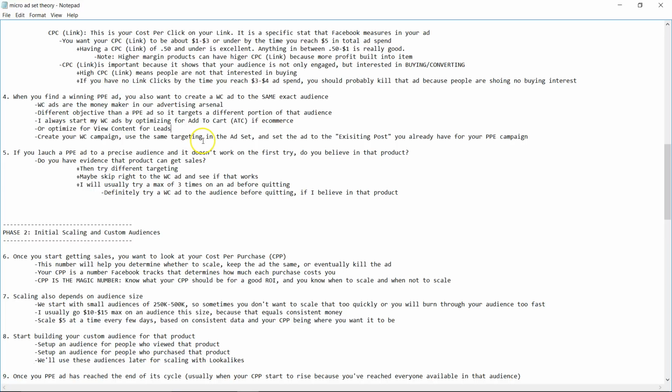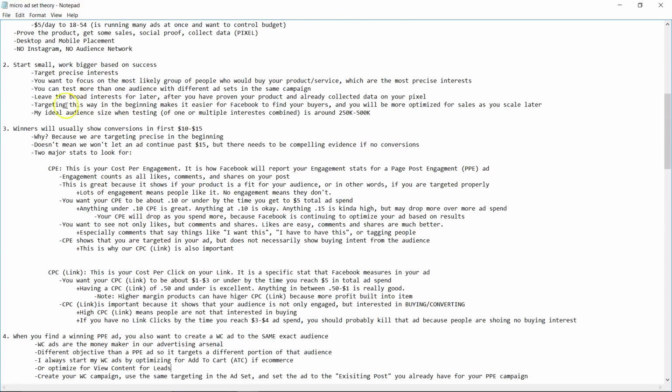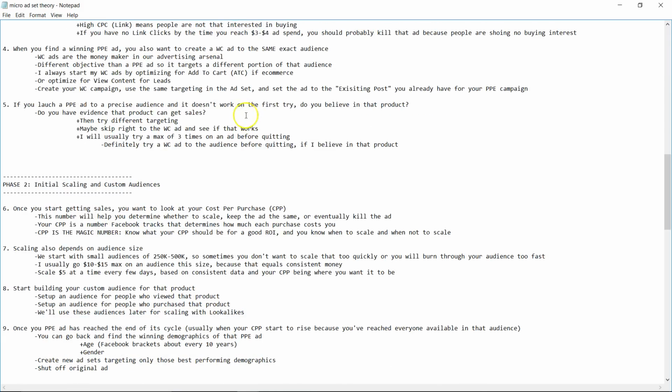So you'll create your conversion ad. You'll use the same targeting in the ad set as your engagement ad, assuming this is working well. All you have to do is use the same exact audience. And then when you go through the process, you'll use the existing post that you already created for the engagement ad, and you'll just grab the post ID and use that so that you can run the ad to the same exact post. Keep all that social proof, all that engagement on that same post.